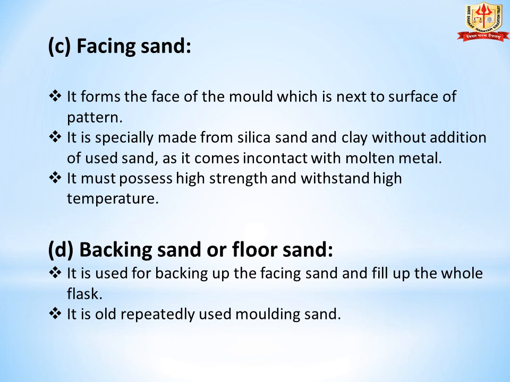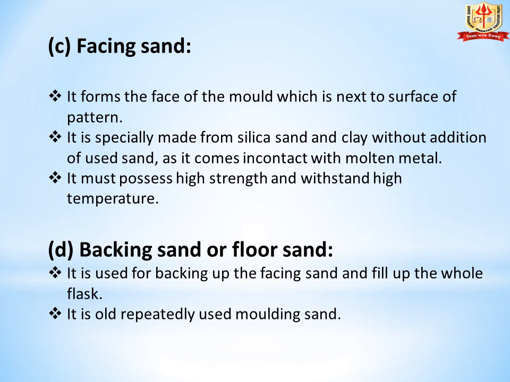Next is point C, facing sand. In this, point number 1, it forms the face of the mold which is next to the surface of the pattern. Point number 2, it is specially made from silica sand and clay without addition of used sand, as it comes in contact with the molten metal. Point number 3, it must possess high strength and withstand high temperature.